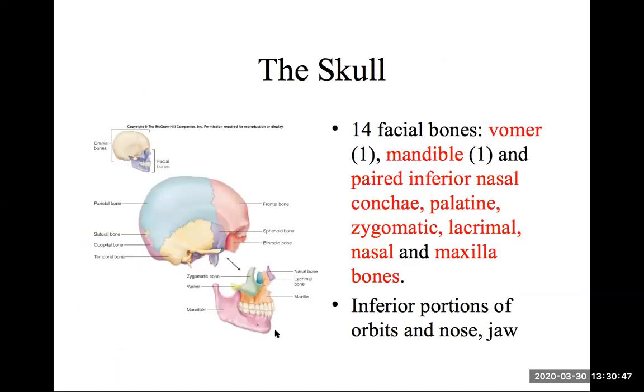Moving down to the bones of the face, we have 14 bones here. Most are paired. There's a couple of singletons. We have this little one here you see called the vomer. We have the mandible. These are both considered single bones. And then everything else is paired. We have the inferior nasal concha, which I'll show you a little later, palatines, zygomatic, lacrimal, nasal, and maxilla bones. So these make up the bones associated with the mouth and also much of the eye, the lower portion of the eye and the nose.